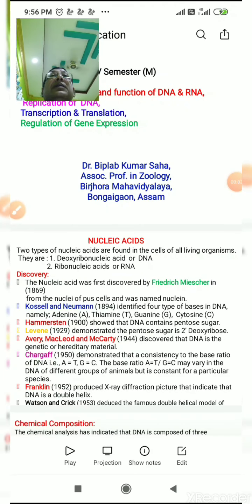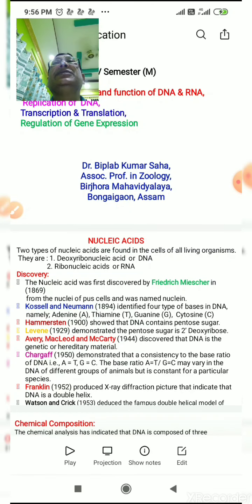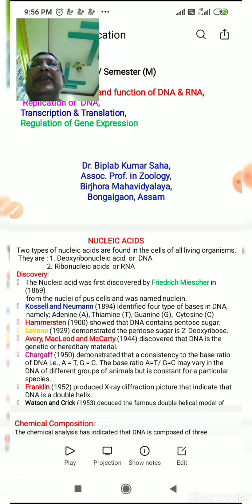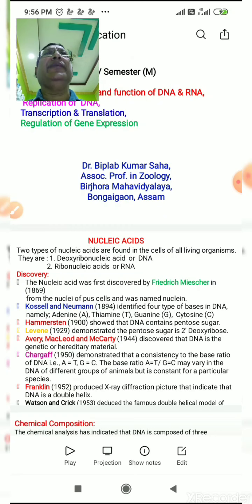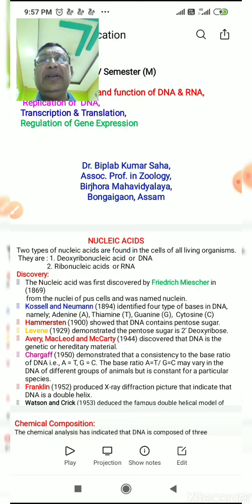Dear student, today I am going to discuss the chapters which deal with the chemical structure and function of DNA and RNA, then replication of DNA, then transcription and translation, and then regulation of gene expression. So it is a vast chapter, and it's not possible to complete it. Therefore, today I will discuss the DNA structure, function, as well as replication. The rest I will take in my next class.